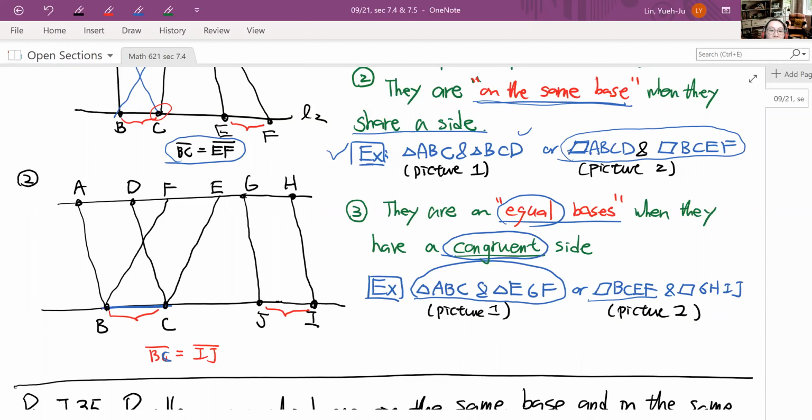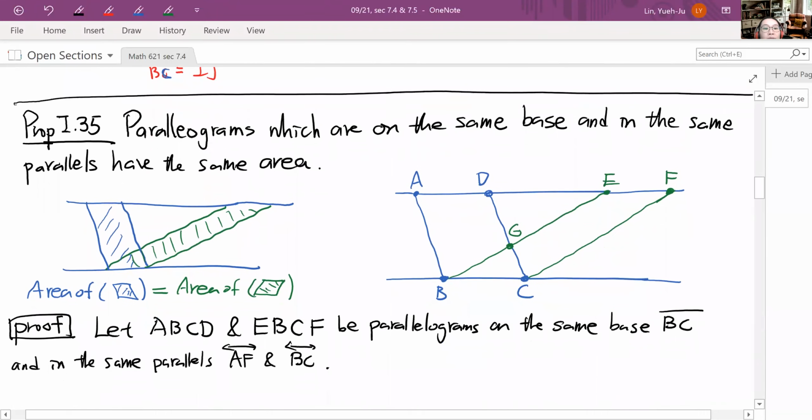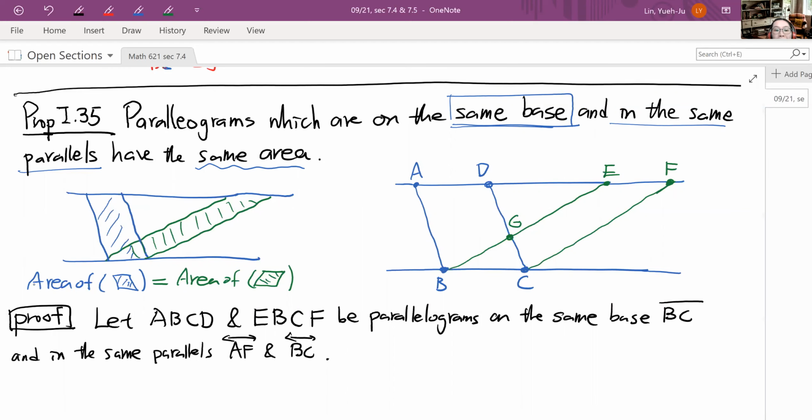You're going to see this throughout the literature. The first thing we can prove is that if you have two parallelograms on the same base, meaning they really share a common side, and they're in the same parallels, so they lie along the same parallel lines, then they have the same area. From the picture here, I wrote down that the area of the blue parallelogram is the same as the area of the green parallelogram.